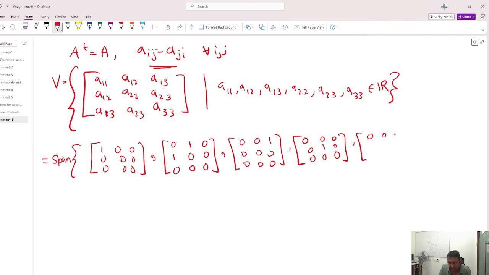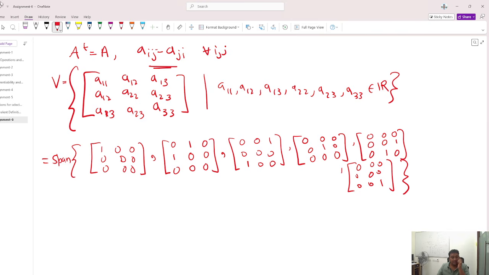Then A23. No, no, what nonsense am I doing? A13 I have taken in a wrong way. This should be there, right? And then you have to take A23, right? 1, 0, right? And then finally, yeah, 6 matrices you should have. 1, 0, 0, 0, 0, 0, 0.